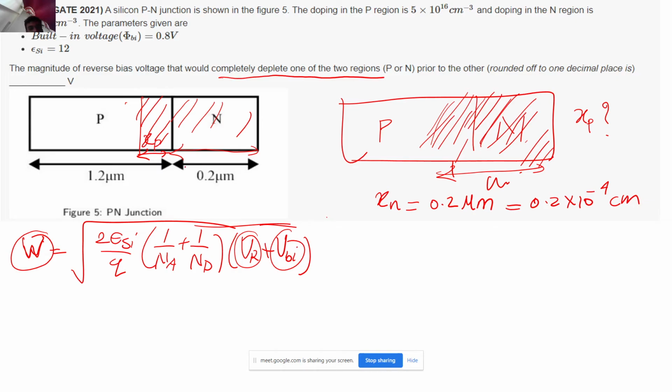See, 0.2 is on the inside, right? 1.2 is the width of the P region itself. So what will you get by subtracting both these terms?